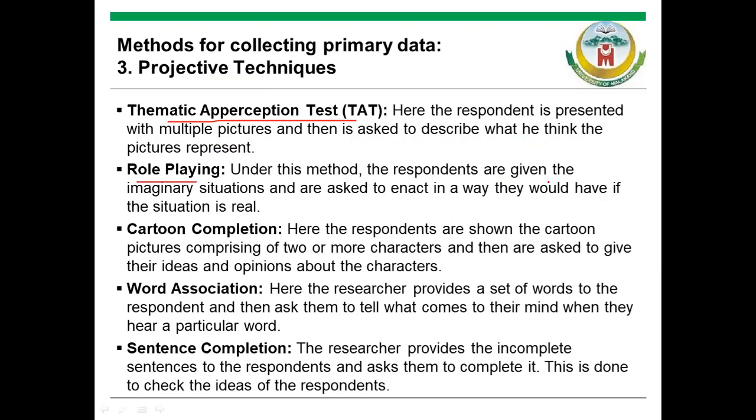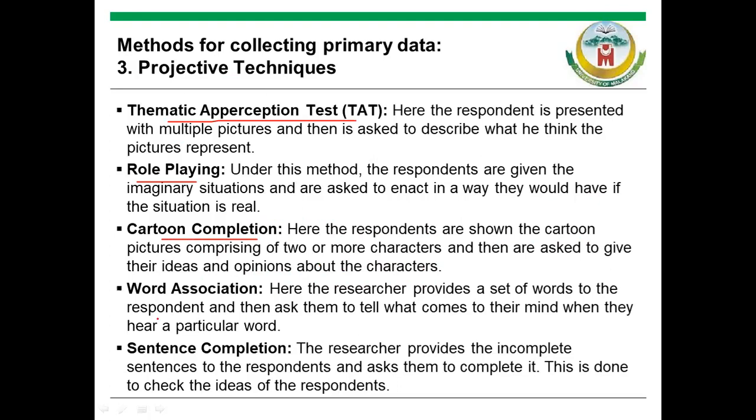Role playing. Under this method, the respondents are given an imaginary situation and are asked to enact it the way they would have if the situation were real. And in cartoon completion, the respondents are shown cartoon pictures comprising two or more characters, and then they are asked to give their ideas and opinions about the characters.